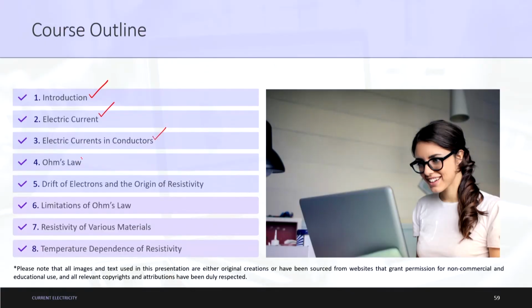The next thing was Ohm's law. In Ohm's law we understood the brilliant idea of the scientist Ohm, that V is directly proportional to I, and therefore we got a proportionality constant, that is V is equal to IR. This R is known as resistance. Similarly, we understood that R is directly proportional to L upon A. Removing the proportionality sign, we got R is equal to rho L by A, where this rho came to be known as resistivity.